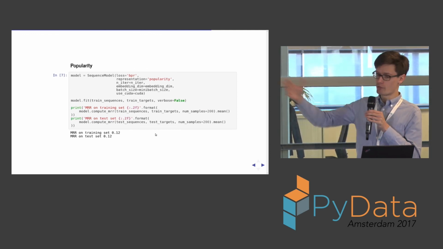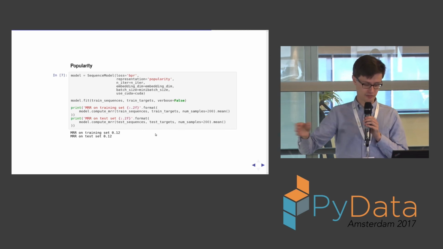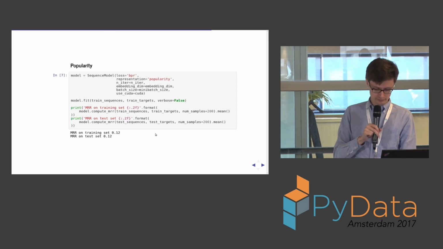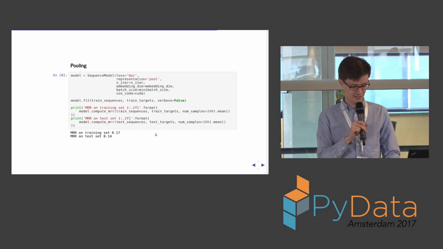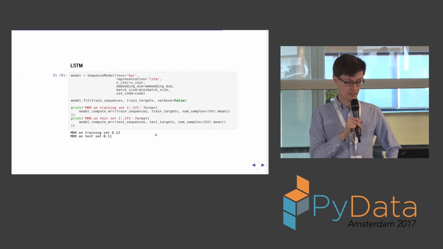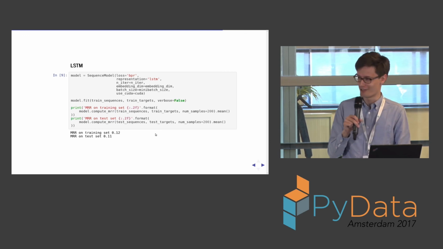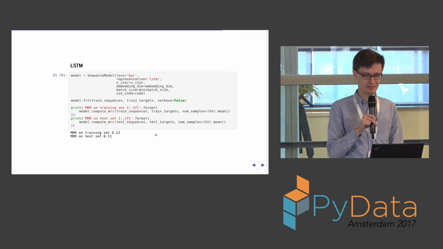So the evaluation here is, again, MRR, where at every step we want to predict the next item in the sequence. So with the popularity baseline, we get 0.12. If we move on to pooling, we get 0.14 on the test set. And if we move to LSTMs, which is the best and the most sophisticated representation here, we get 0.11, which is worse than the popularity one.